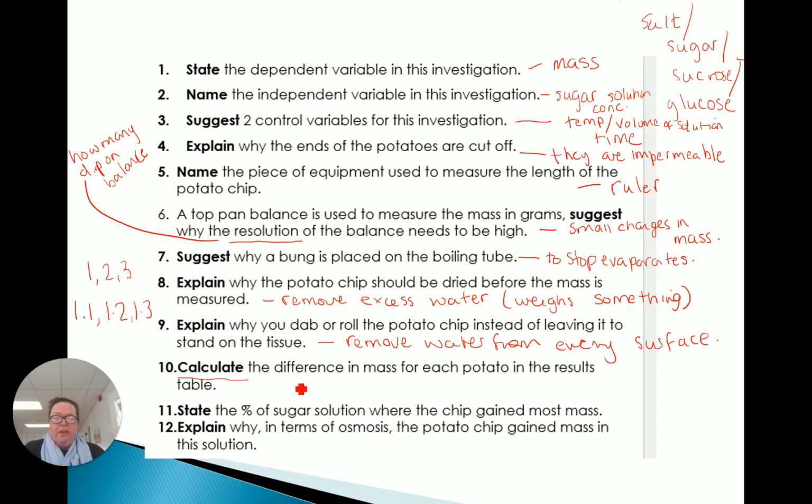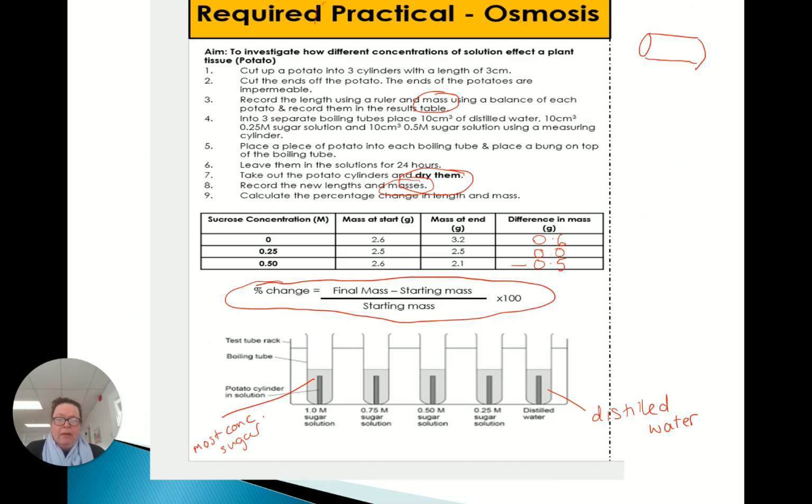Calculate the difference in mass for each potato in the results table. We've already done that. And then the next bit is state the percentage of sugar solution where the chip gained most mass. Right, so we're going to go back here. And the one that gained most mass was our 0 concentration. So this one down here is the one I'll put up for increase in mass, which is the biggest increase in mass.